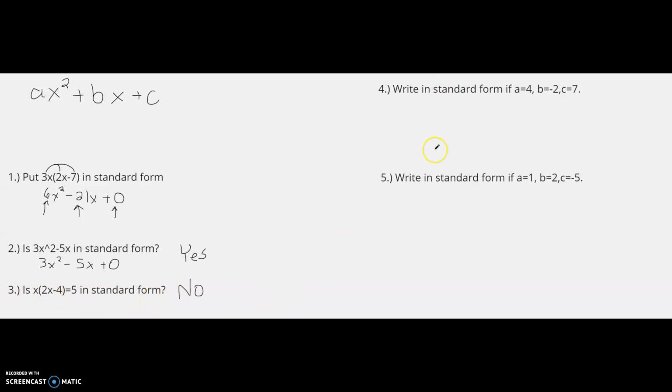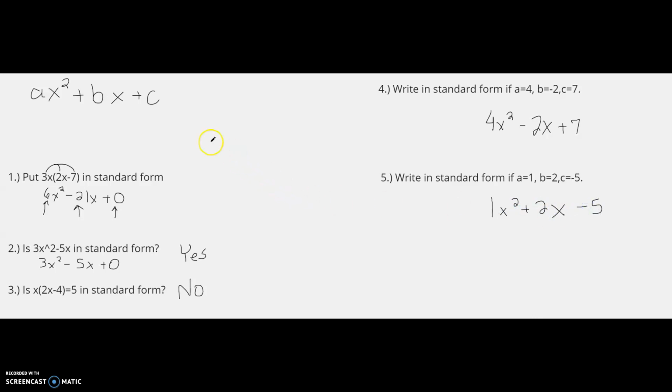All right, then 4 and 5, we're just doing really quick. We're going to give you a, b, and c, and then plug it into standard form. So this would be 4x squared minus 2x plus 7. And for number 5, 1x squared plus 2x minus 5.